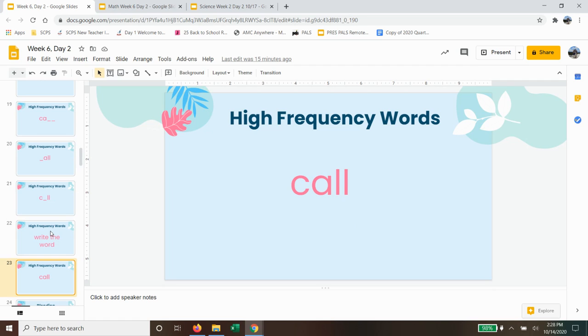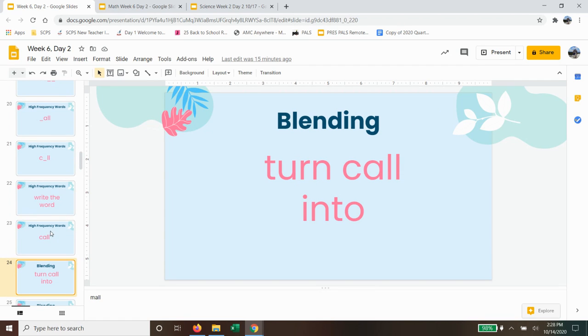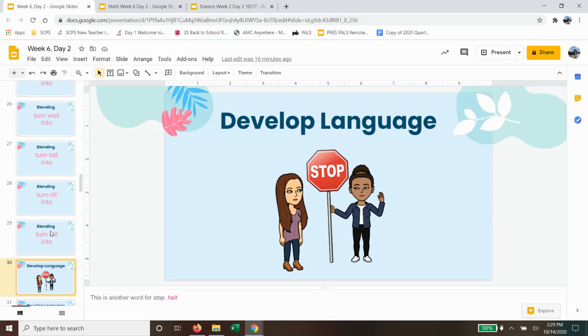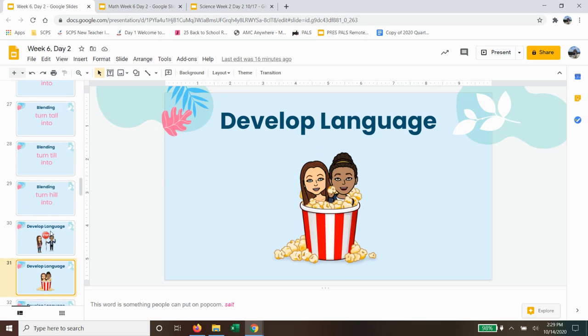So I wrote the word call, and then I asked the students to turn call into mall, and then turn mall into wall. They wrote these in their dictation sheets. Then they turn wall into tall, and then they turn tall into till, and then they turn till into hill, and then they turn hill into hall, and that's where we stopped. So the students wrote all of that in their dictation sheet.